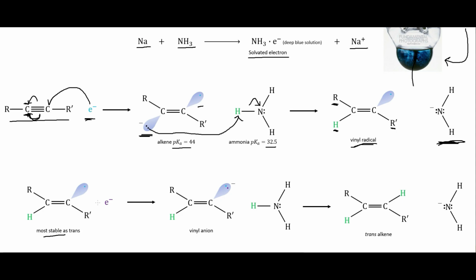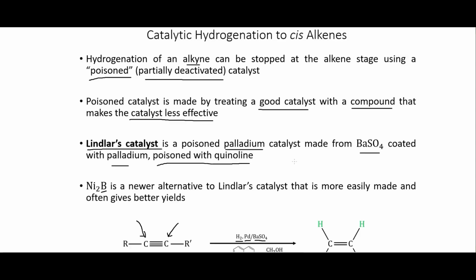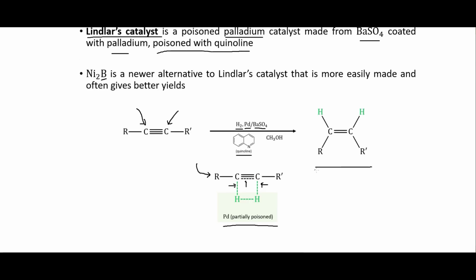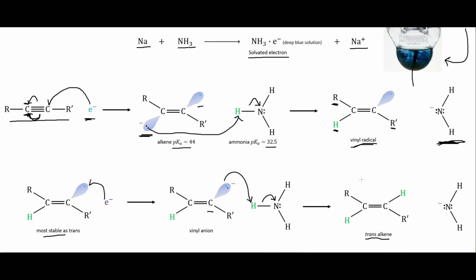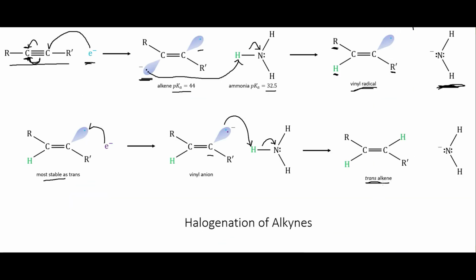We bring in another one of these solvated electrons, and that will come and go right there. We end up with another vinyl anion right here. These electrons can then come grab that hydrogen, forming another amide ion while forming our trans-alkene right here. And that is how we can make our trans-alkene if we want to add hydrogens across that triple bond. So we have these two ways of making our alkenes, one which will make a cis-alkene and the other which will make a trans-alkene, both made from our alkynes.